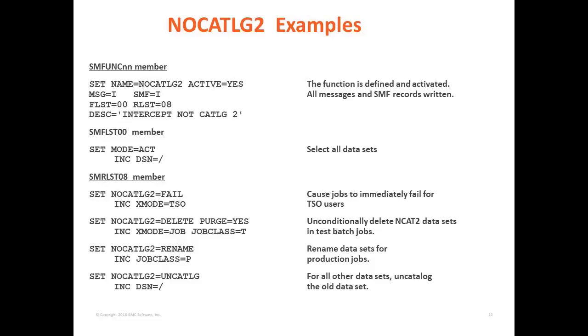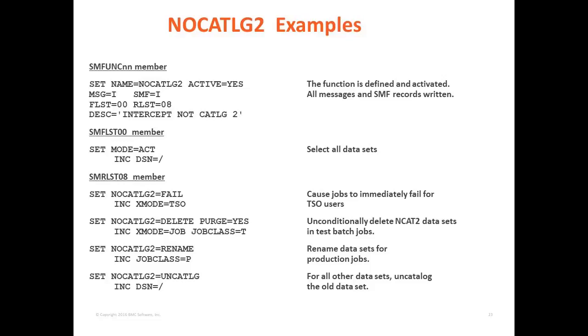An example of the NoCatG2 function. The SM-funcNN member of the NoCatG2 function is set to active equals yes, which turns the function on to the system. We have all the messages displayed and SMF will capture everything. Note that the FList member suffix is 00. The RList suffix is 08. The FList is set mode equal to active, and all datasets are selected for consideration.